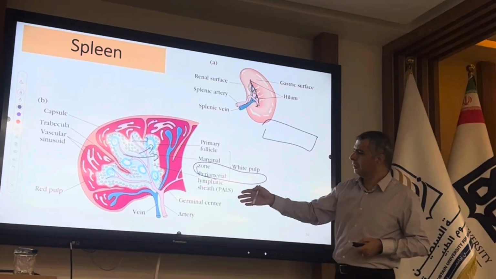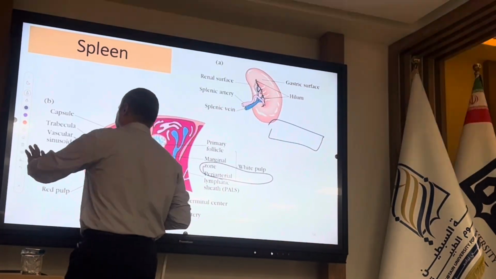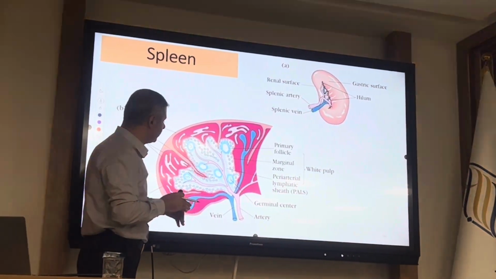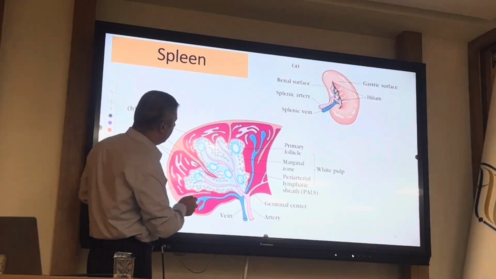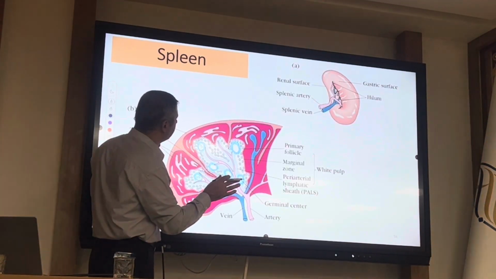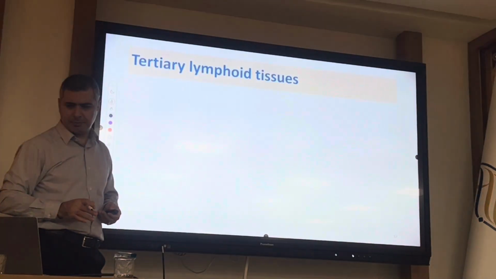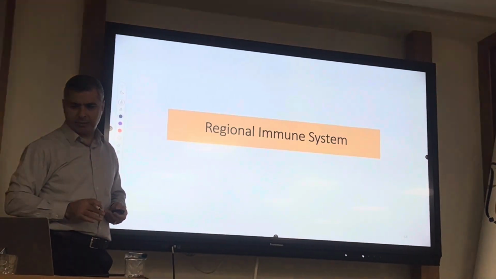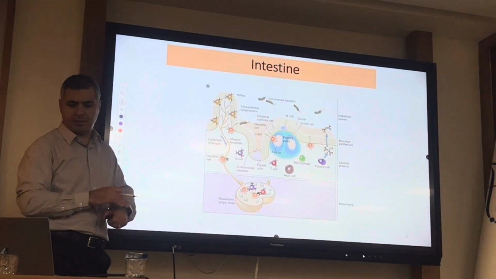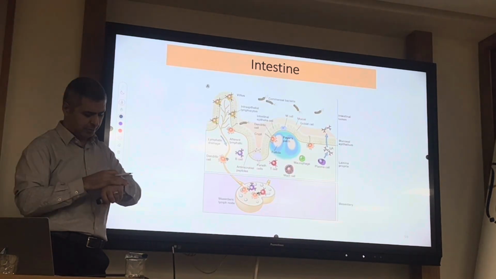And again, inside the spleen we have a T cell zone and a B cell zone. I'm not going to the details. That's enough. Let me skip this slide as well. That's enough for lymphoid organs.